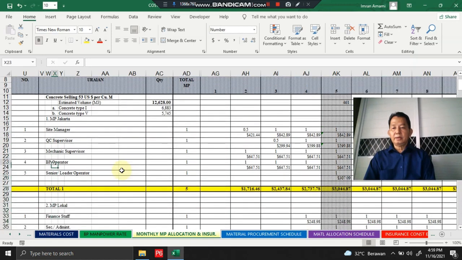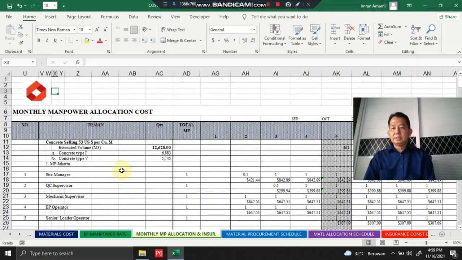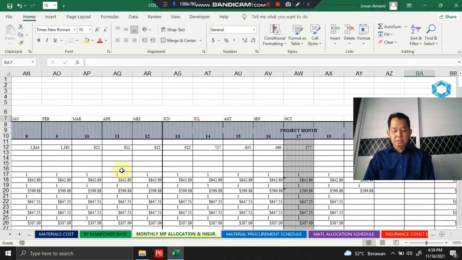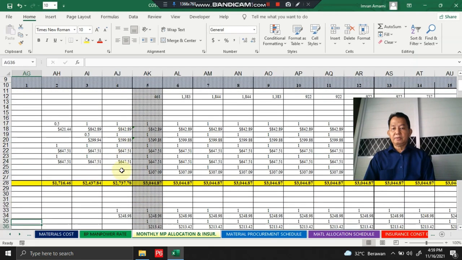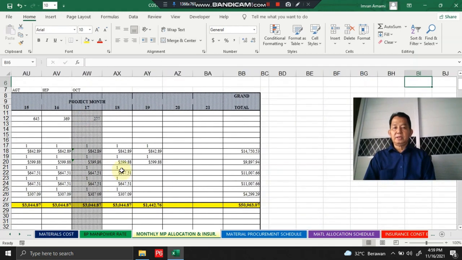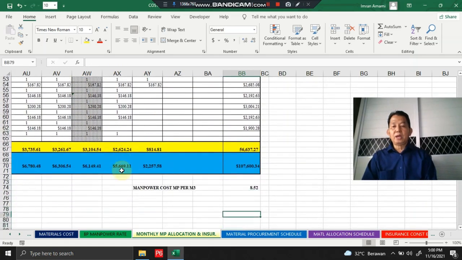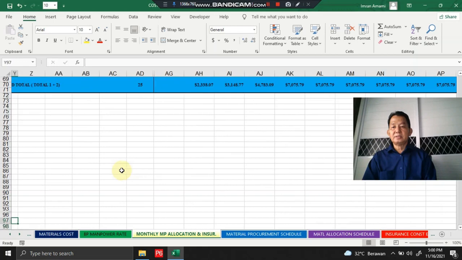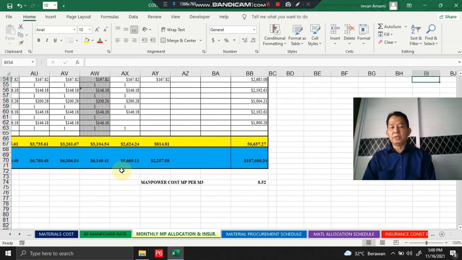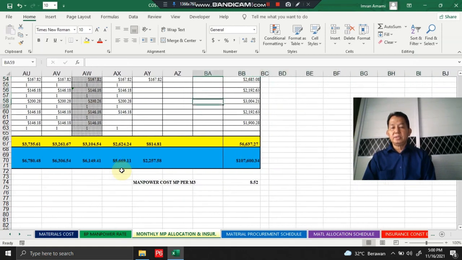Okay, and now here, the monthly manpower allocation schedule and its monthly cost. So we found the grand total cost for the monthly manpower allocation here. Yes, this one, this is including all allowances applied to its personnel. Yes, this is the total manpower allocation cost.